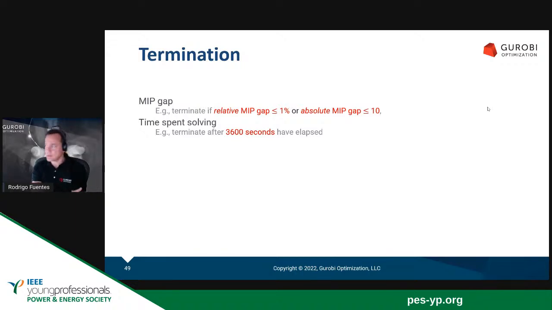You can also terminate Gurobi with a time limit. You can say, well, I want to terminate if the gap is within certain value, relative or absolute, or if the time spent crosses a certain limit, let's say if I spend more than one hour, I can terminate. So you can provide all these termination criteria, and whenever you meet the first one, the solver will terminate, and you can experiment with this.